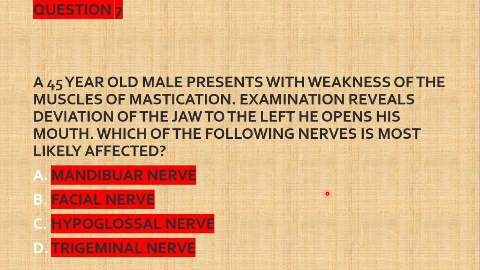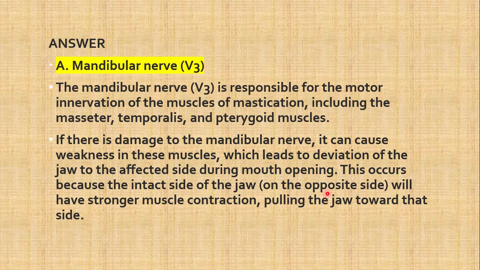A. Mandibular nerve. B. Facial nerve. C. Hypoglossal nerve. D. Trigeminal nerve. And the answer to this question is the mandibular nerve. The muscles of mastication are affected. The mandibular nerve is responsible for the motor innervation of the muscles of mastication, including the masseter, the temporalis, and the pterygoid muscles. If there's damage to the mandibular nerve, it can cause weakness in these muscles, which leads to deviation of the jaw to the affected side during mouth opening, as seen in this 45-year-old male. That is what is happening.